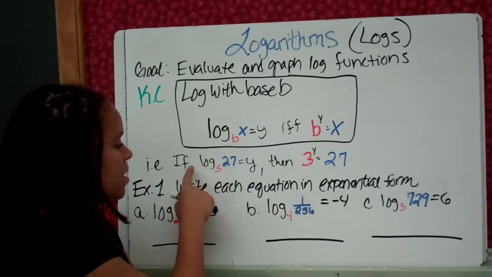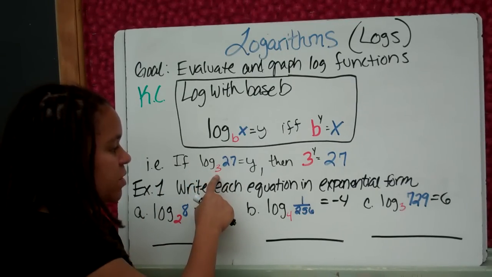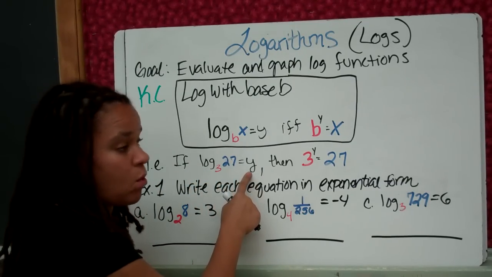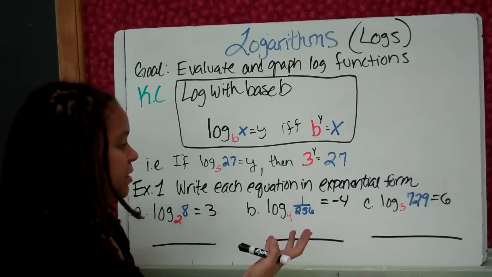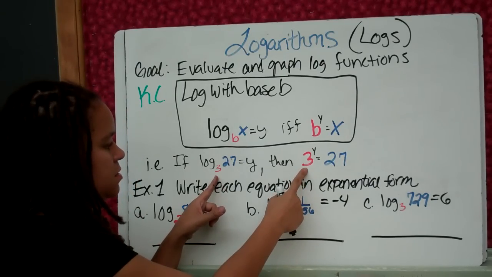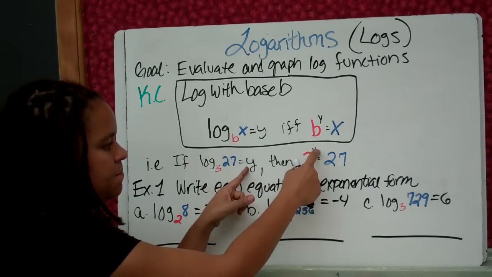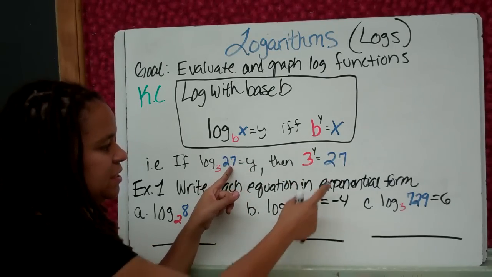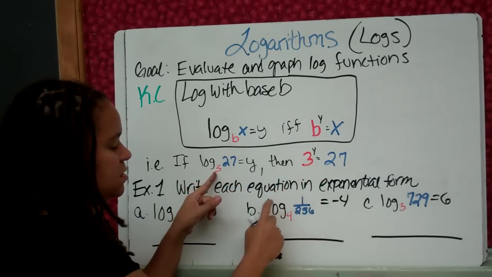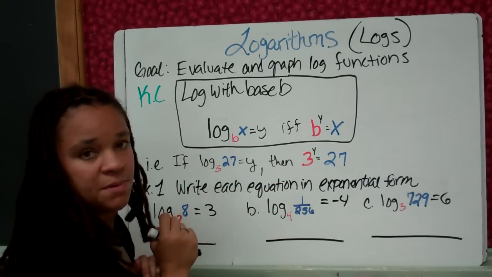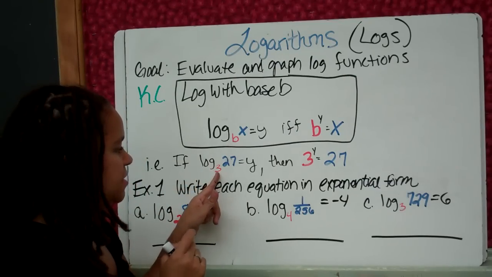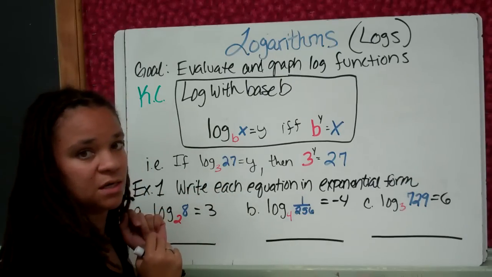So for example, if log base 3 of 27 is equal to y, then you automatically know 3 to the power of y is equal to 27. So the base to the power of the answer is equal to the big number. Keep that in mind. Base to the power of the answer is equal to the big number.